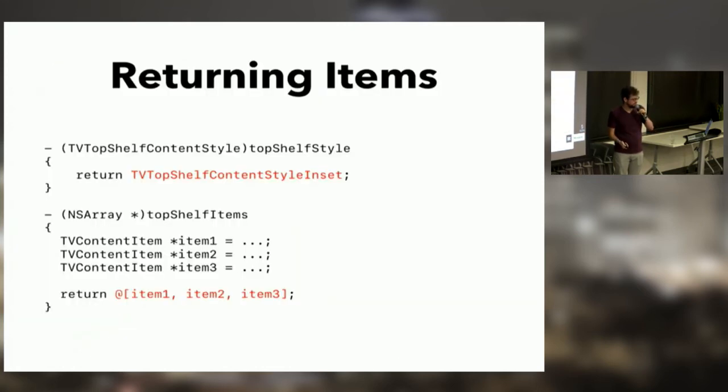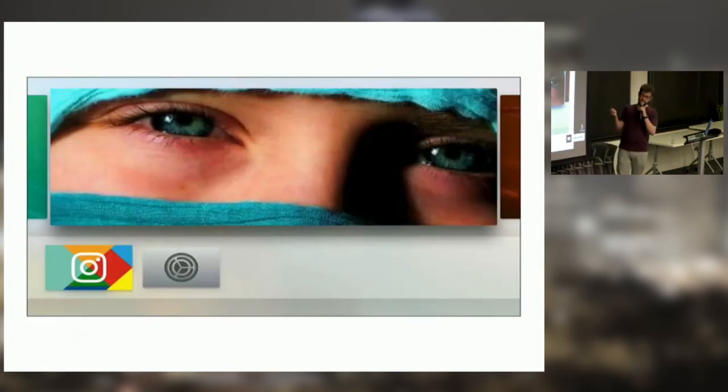So for the other style, the inset style, which is more of full screen, it basically occupies the entire space of the top shelf, but is inset very slightly. There are no sections to this, so you can just return a bare array of content items, and they're all displayed one by one. That looks like this.